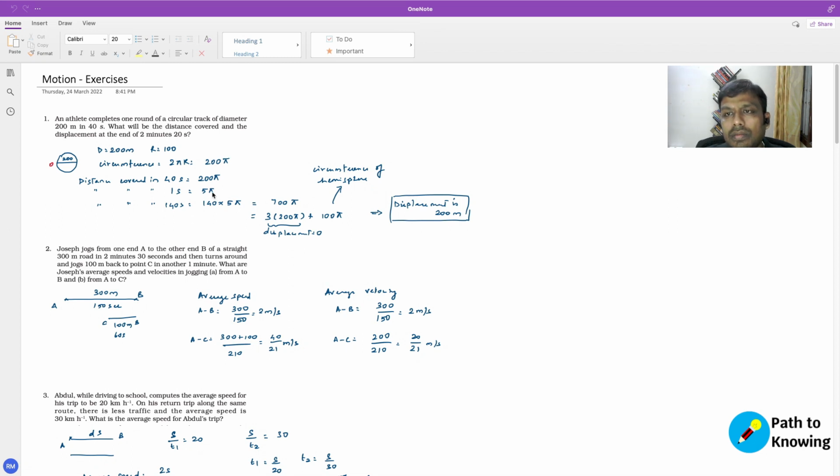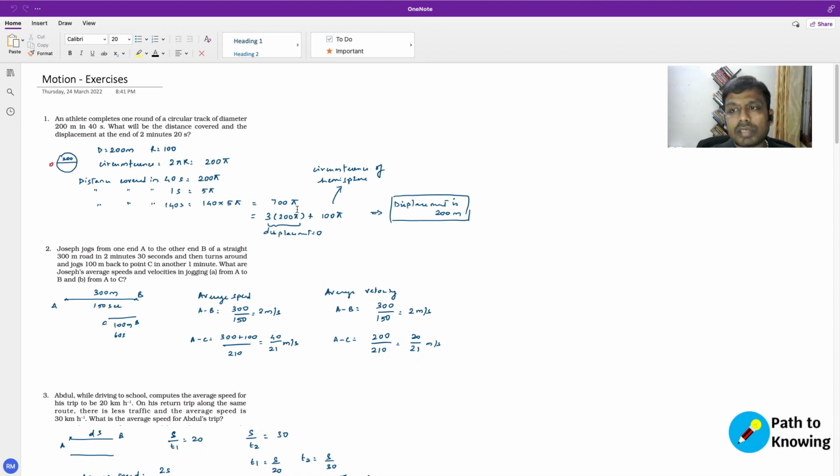The first part of the question asks for the distance covered and the displacement at the end of 2 minutes 20 seconds. 2 minutes 20 seconds is 140 seconds. So the distance covered in 140 seconds is 140 times the distance covered in 1 second, which is 5 pi. So the distance covered in 140 seconds is 700 pi. The first part of the question is answered here.